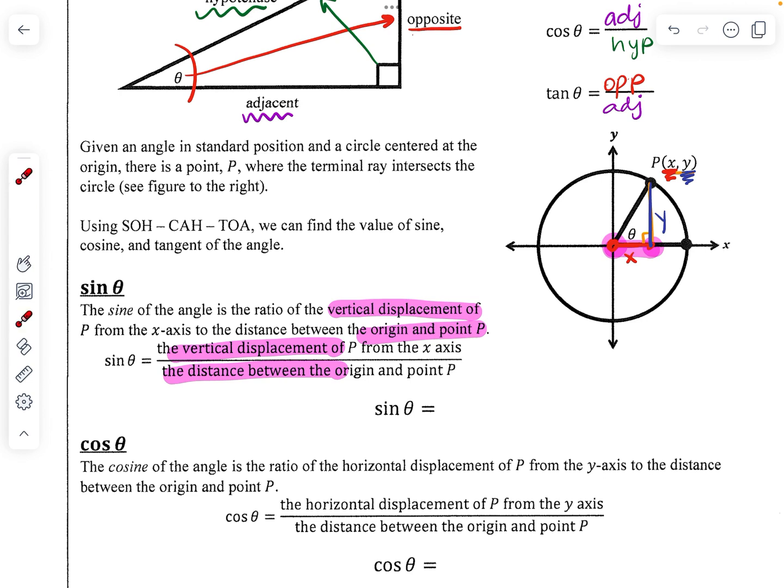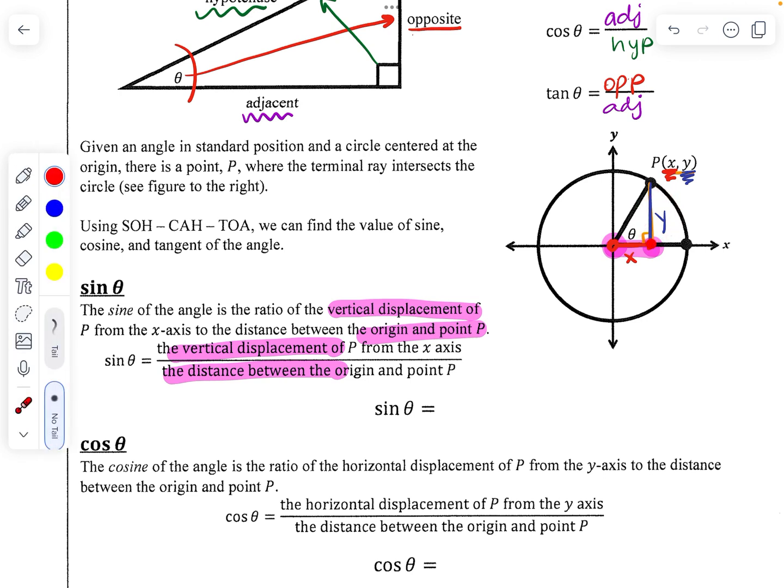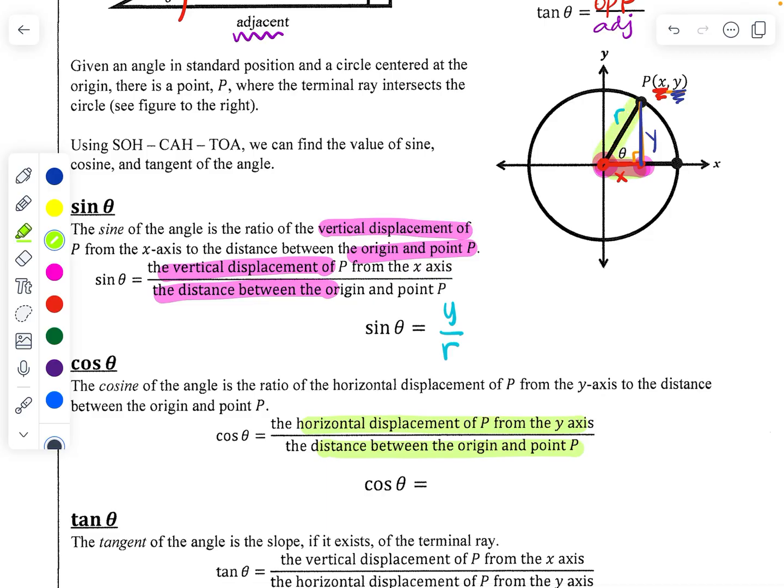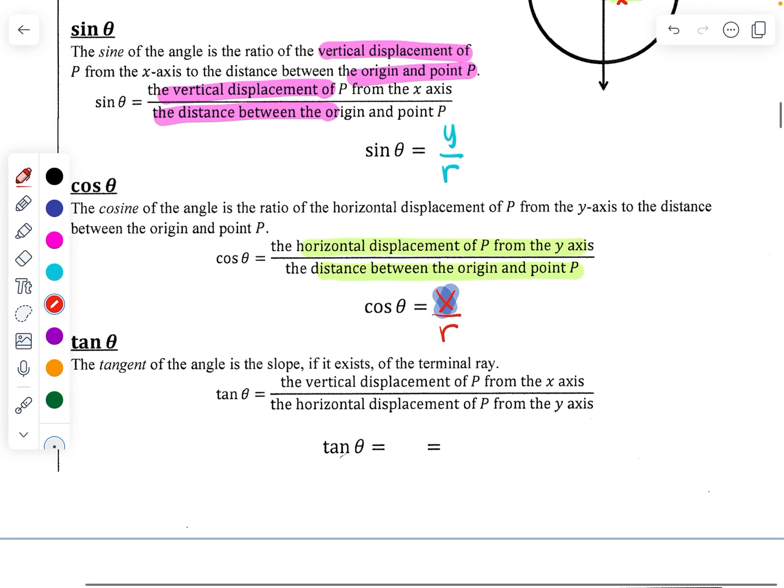So we see this as the y value, the opposite side over the hypotenuse side. And remember, we call that hypotenuse side the radius, okay? So we know sine is going to be y over r. Cosine is the horizontal displacement, so that's horizontal here, over the distance between the origin and point P. So that's here. So that's x over r.